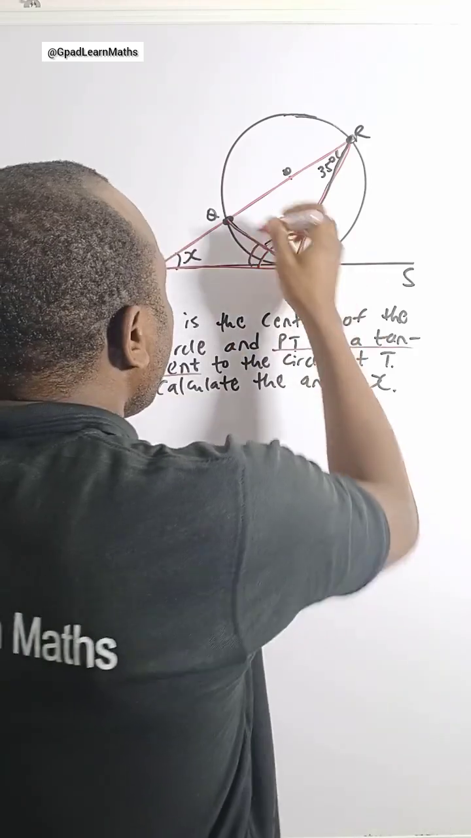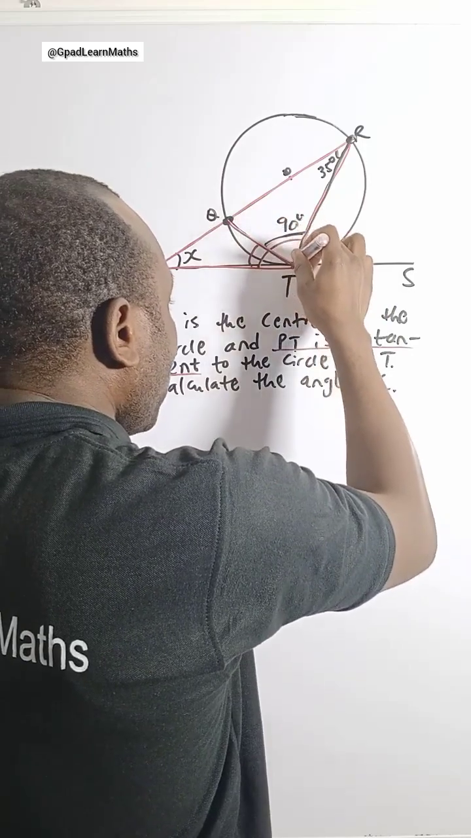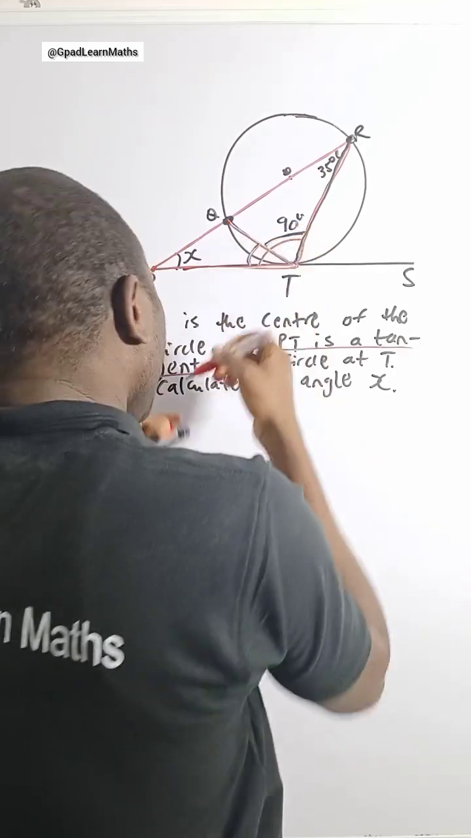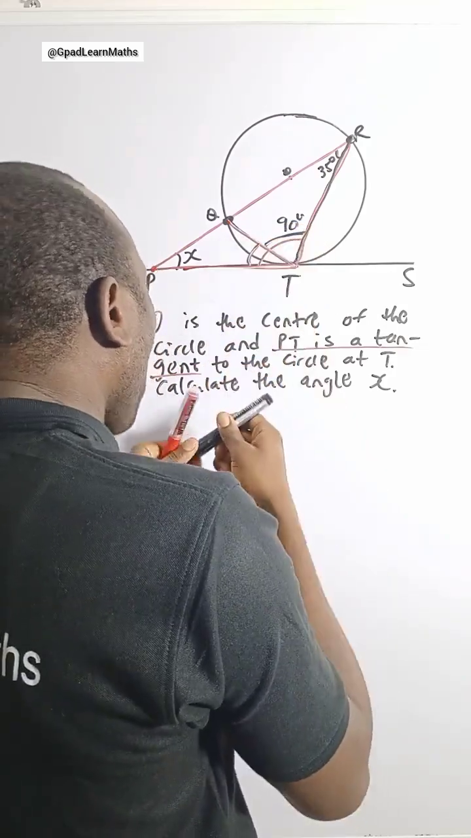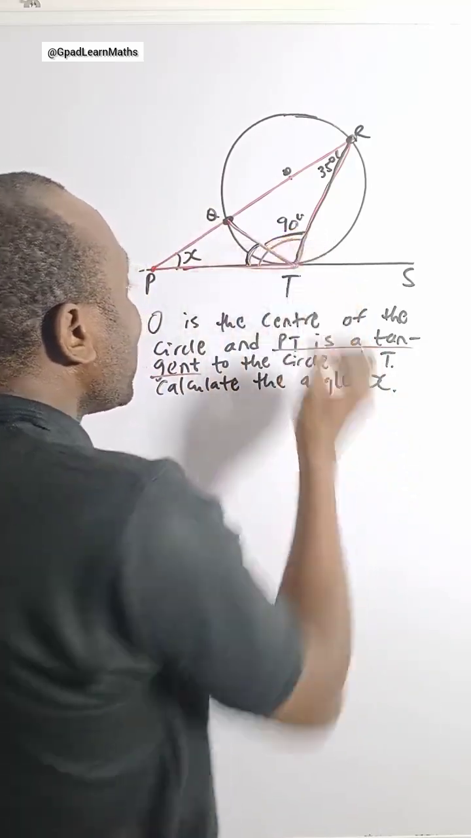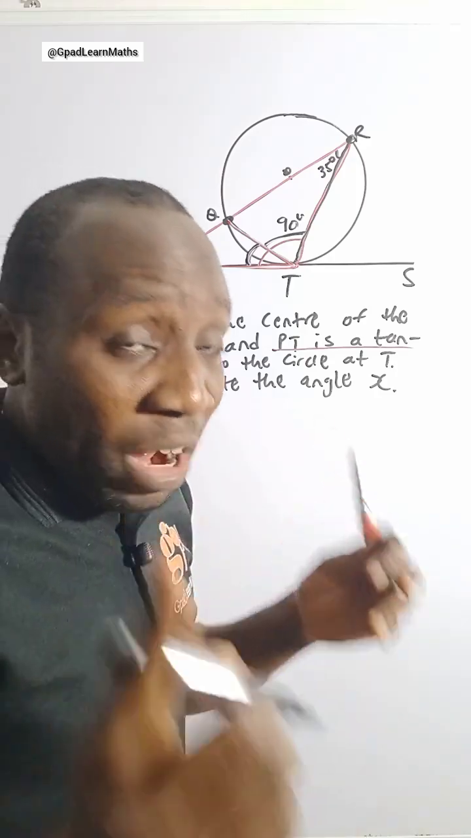Calm down. If this is the chord, right, and this is the tangent, there's an angle formed between the chord and the tangent. This is the angle formed between the chord and the tangent. So this angle is equal to the angle in the alternate segment. How would you know that?